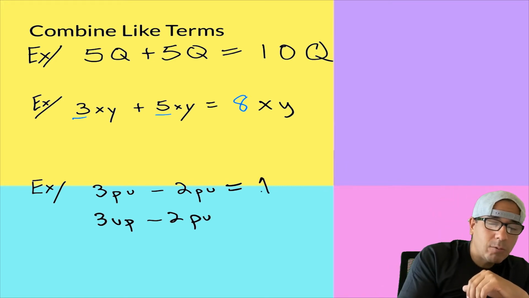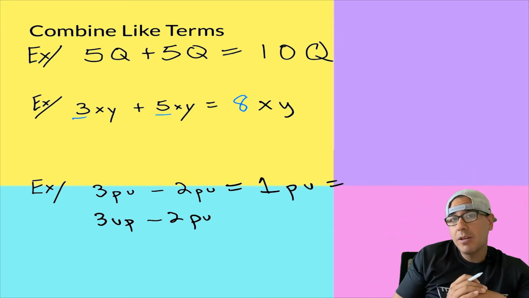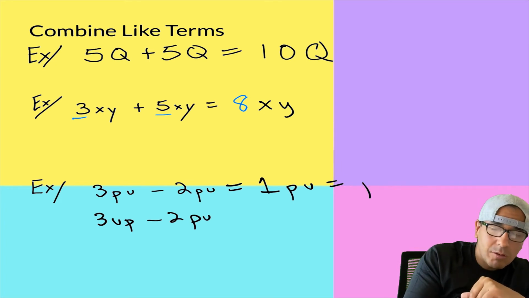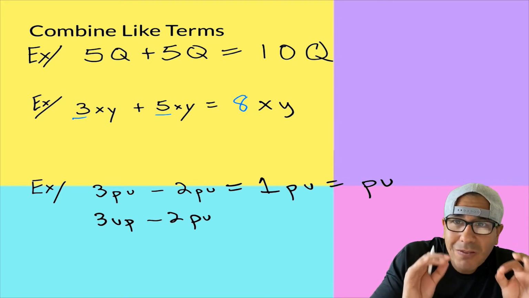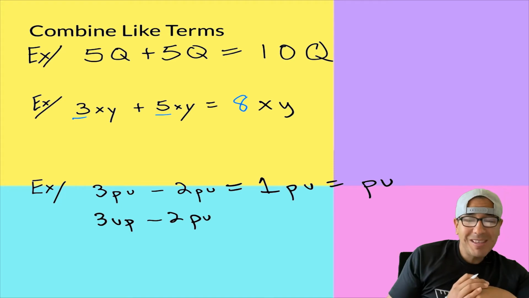So what we're left with is 1pu. And I already know someone's in the back raising their hand. Do I have to put that one? No, you don't. No, you don't, Jimmy, right? So you could have also written just pu. Absolutely fine. Well, we're on a roll, so let's continue with this party.